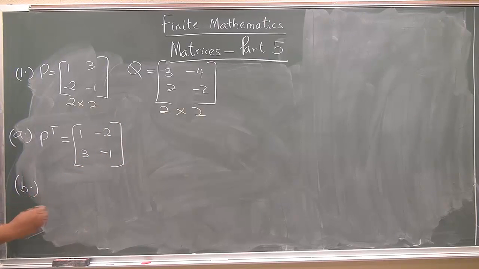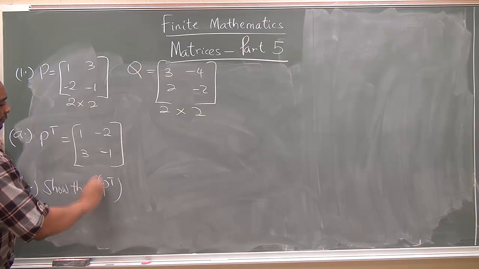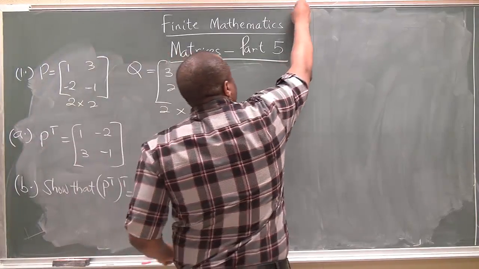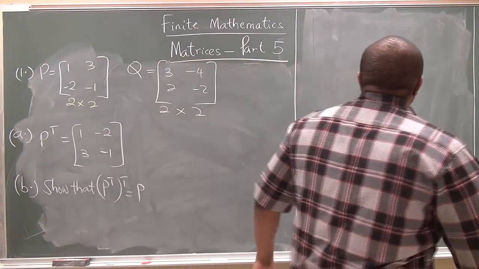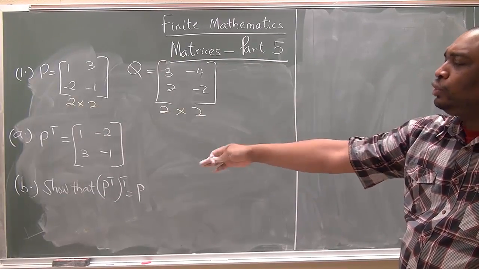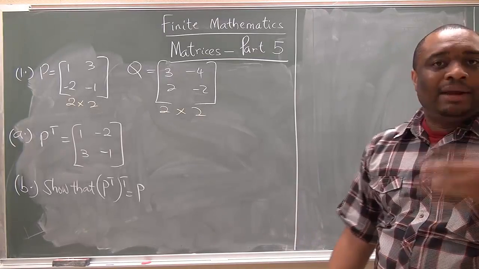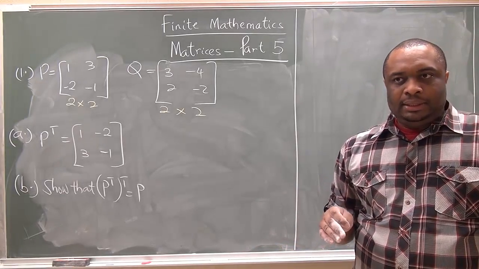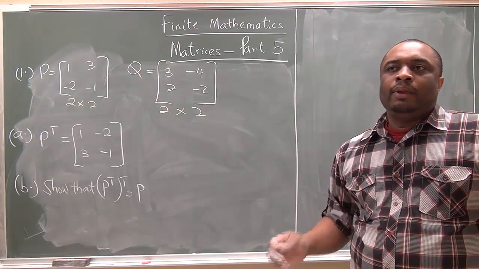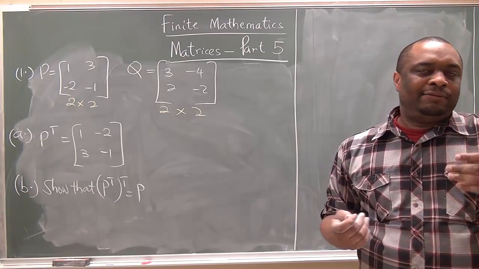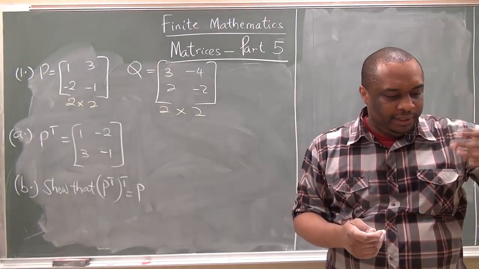Then show that the transpose of B transpose is B. I'll be doing the show that here. When you have a show that or prove that, there are steps to solve it. One thing with proofs is this. You can start from the left-hand side and get to the right-hand side. You can start from the right-hand side and get to the left-hand side. Or you can start from the left-hand side, begin to solve it, come to somewhere.